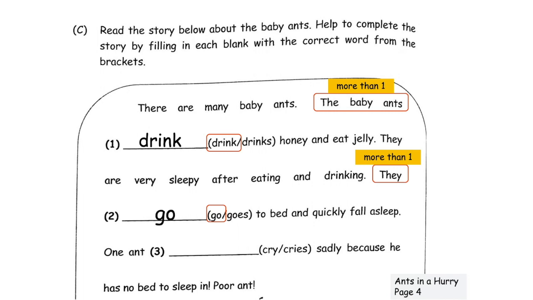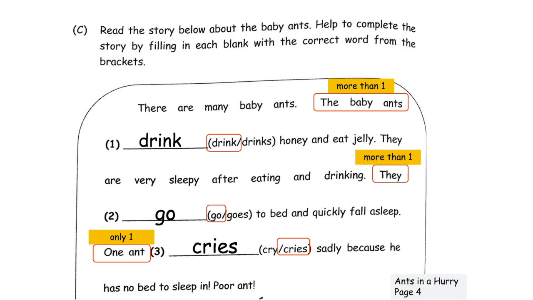One ant blank sadly because he has no bed to sleep in. Poor ant. My subject is one ant. There is only one, so I need to make sure my verb ends with the letter S. Cries. One ant cries sadly because he has no bed to sleep in. Poor ant.